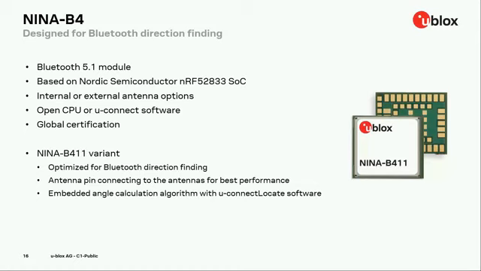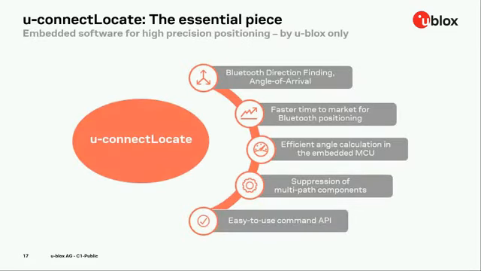The specific software was called u-connectLocate. What u-connectLocate is, it's an in-house developed embedded software that performs high accuracy Bluetooth direction finding, and in particular the angle of arrival method described by the Bluetooth 5.1 specification. And in doing that, it provides our customers faster time to market for their Bluetooth positioning products, and the angle calculation is efficiently implemented for the embedded MCU of the nRF5340 chipset.